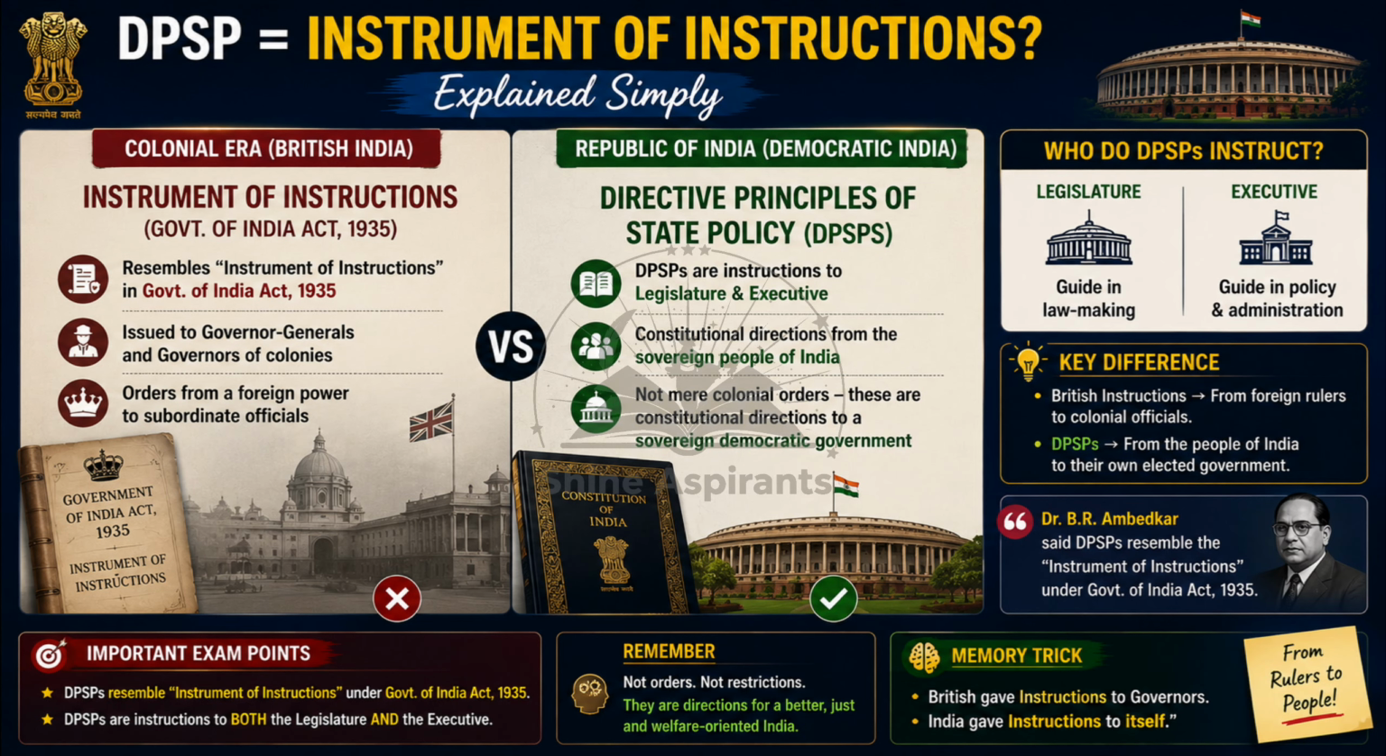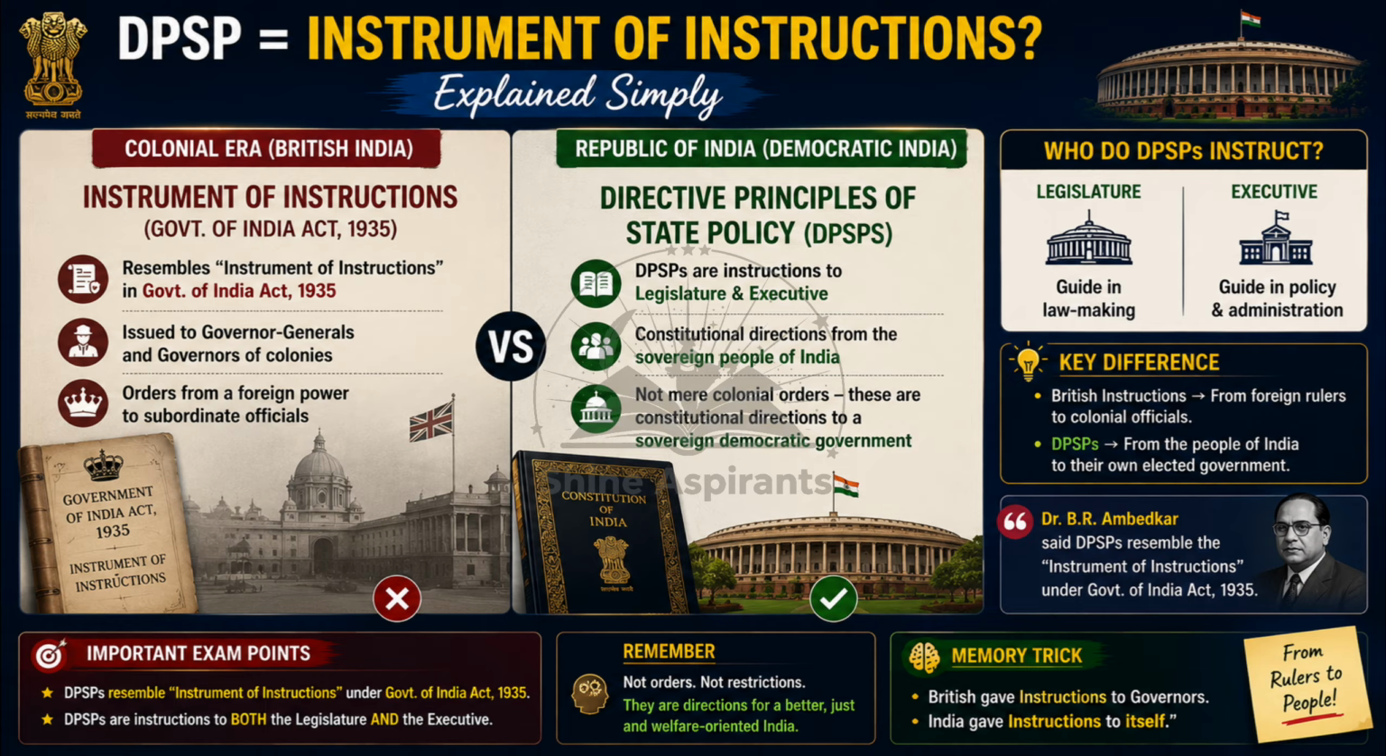DPSP and the instrument of instructions concept. Here's something many students skip, but UPSC loves it. Ambedkar himself said that DPSPs resemble the instrument of instructions enumerated in the Government of India Act, 1935. Those were instructions issued by the British government to the Governor-General and Governors of Indian colonies. But the difference is crucial, the colonial instruments of instructions were orders from a foreign power to subordinate officials. DPSPs are constitutional directions from the sovereign people of India to their own elected government. That's a massive difference in dignity and intent. Now, one thing the Laxmikanth textbook makes clear, DPSPs are instructions to both the legislature and the executive.